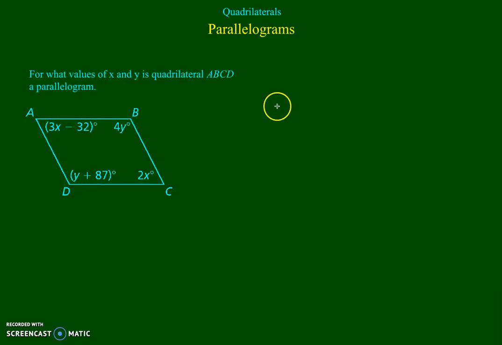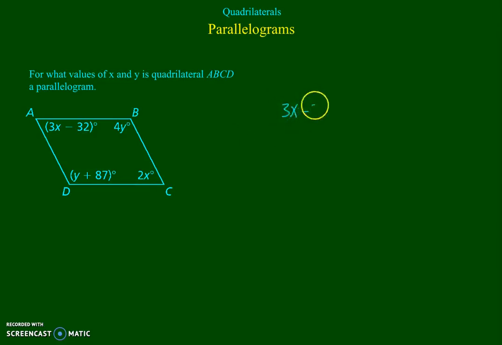Here we have a slightly more complicated example. It just has two expressions, and we're not using the diagonals in this case. Here we're using the property of opposite congruent angles. So in order for this to be a parallelogram, these opposite angles have to be congruent. So this equals this. Let's go ahead and write that.